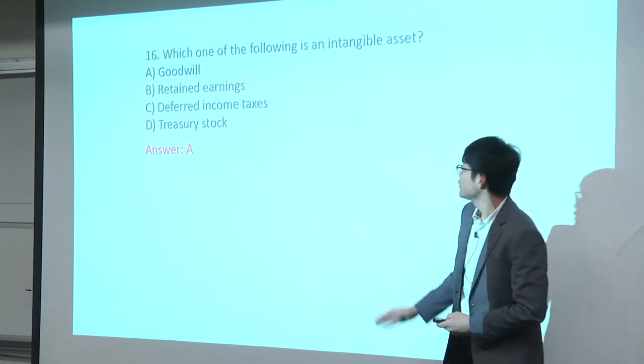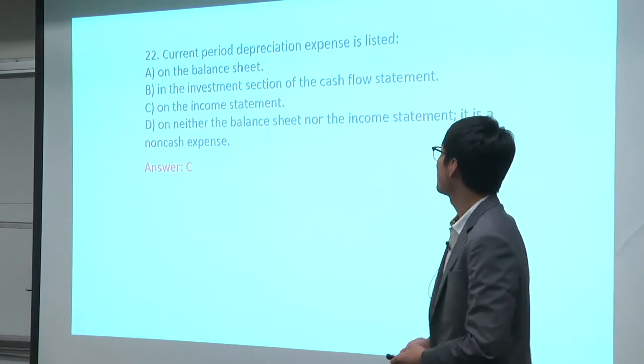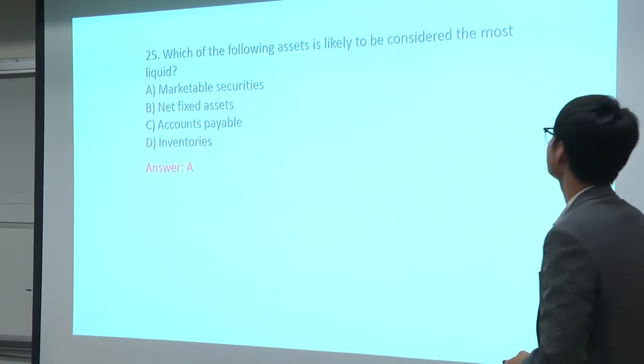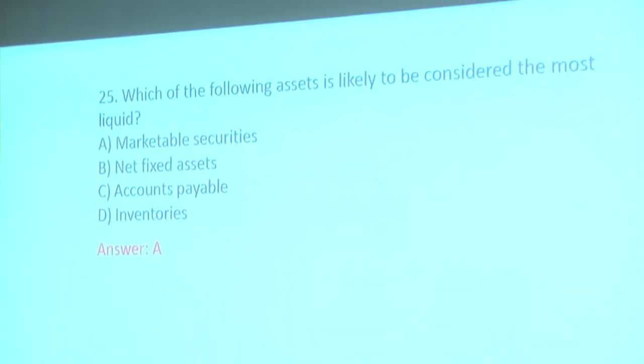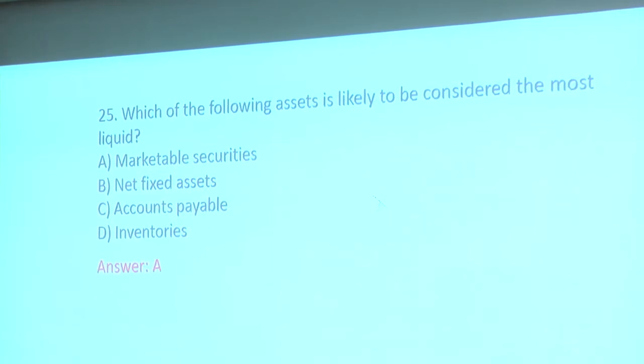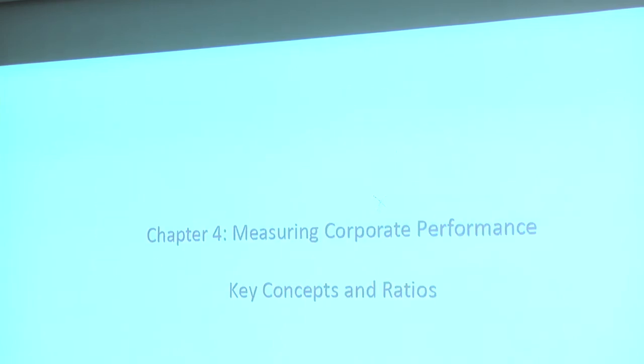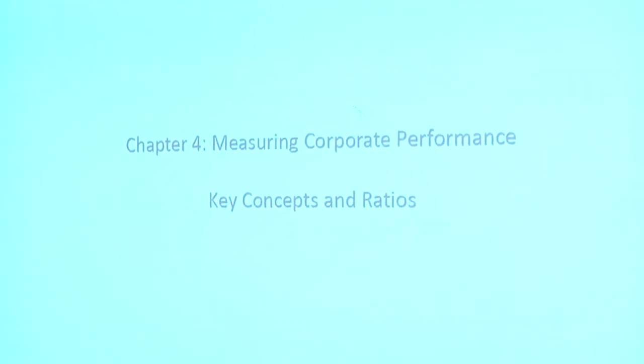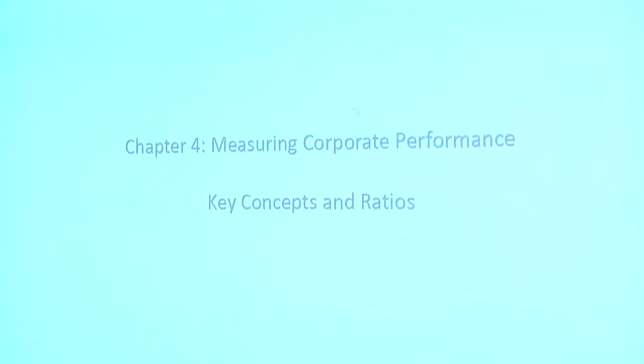So the marketable securities are the most liquid one of the four choices. What's more liquid than marketable securities? Cash. Cash is king. So that's the end of chapter 3. Now chapter 4, measuring corporate performance. We're doing fine.